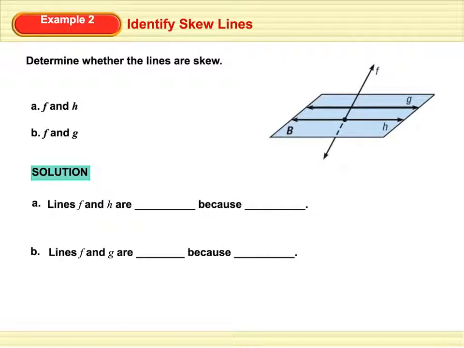This one, skew lines. Determine whether the lines are skew. F and H, what do you think? F is right here and H is here. What do they have here? They intersect. I said skew lines are the complicated triple note lines. They're not on the same plane, and they do not intersect. Oops, that's where they intersect. So, therefore, F and H are not skew.